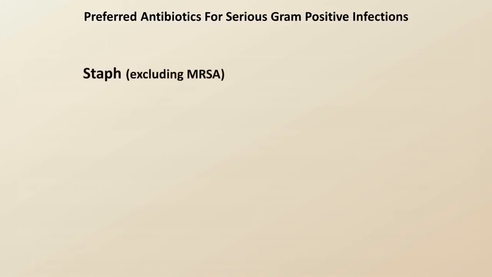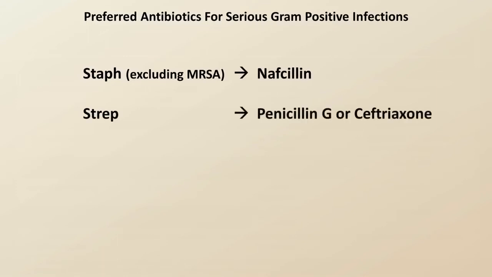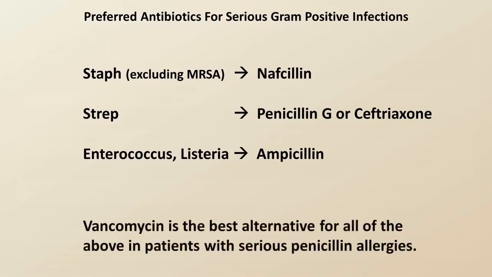Staph infections, excluding MRSA, can typically be treated with the anti-staph penicillin nafcillin. Strep infections can typically be treated with penicillin G or ceftriaxone. Enterococcus and listeria can typically be treated with ampicillin, remembering that Enterococcus faecium is often resistant to common antibiotics. And vancomycin is the best alternative for all of the above in patients with serious penicillin allergies.